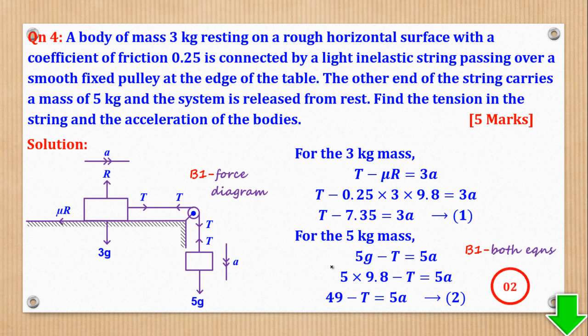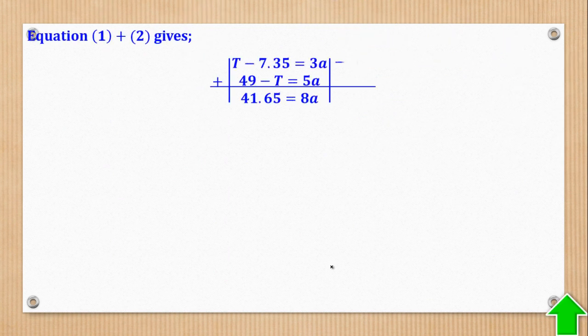Okay, so next is to solve simultaneously. When we add the 2 equations, this is what you're going to have. So this will cancel with this, then this minus this gives you this plus this gives you that. Then you'll be able to get the value of acceleration. Roman 2.